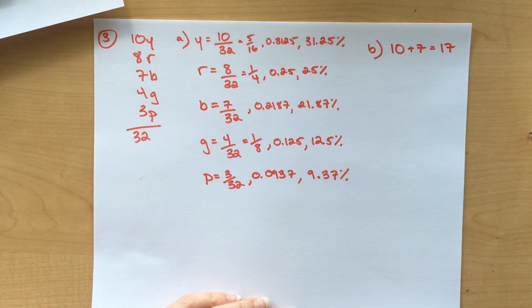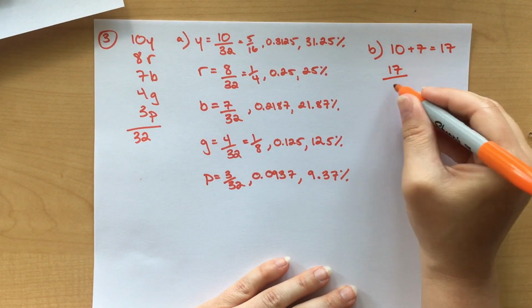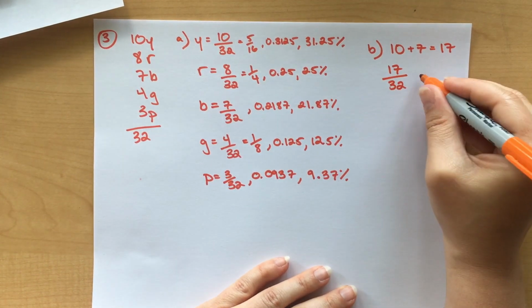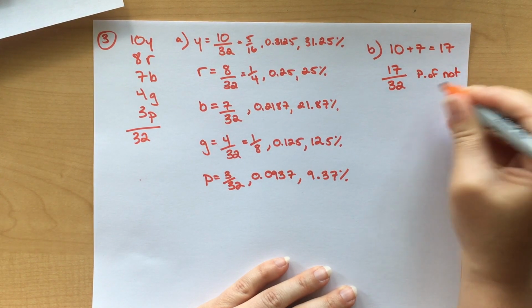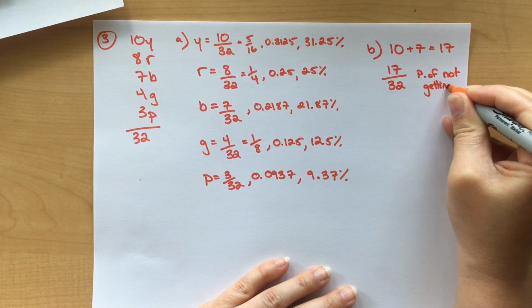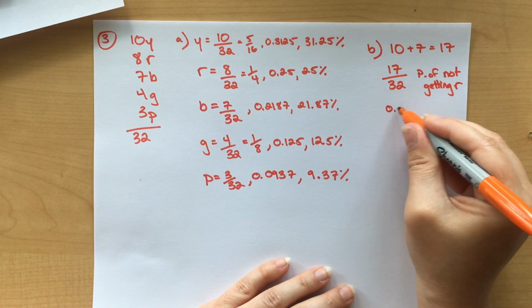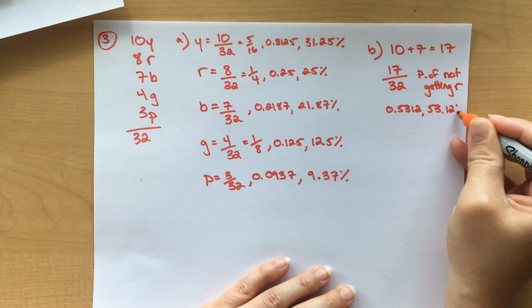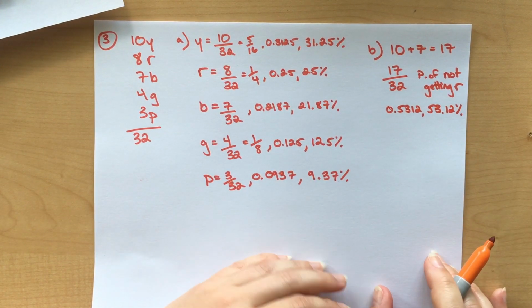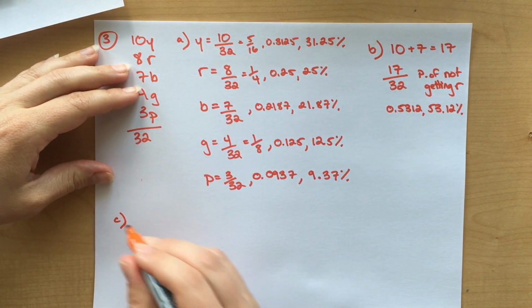So if I wanted to get a marble that didn't have an R in the name, that's a probability of 17 out of the 32. Okay, probability of not getting the R, we'll just call it that. Okay, and if I look at that as a decimal, it'll be 0.5312, or 53.12%.